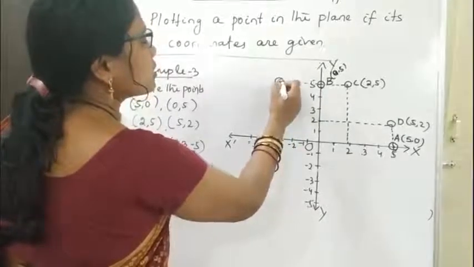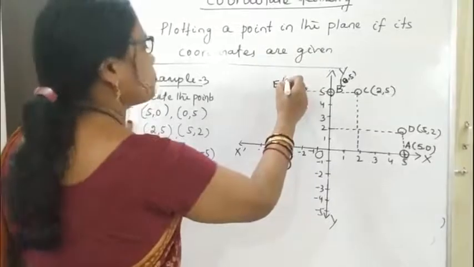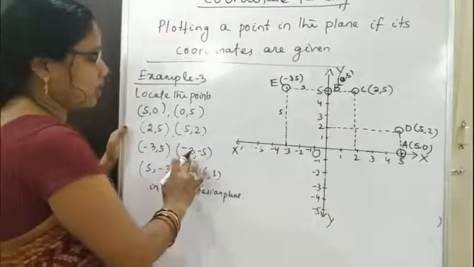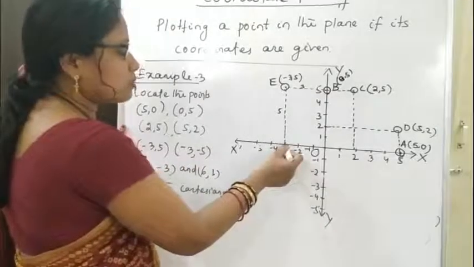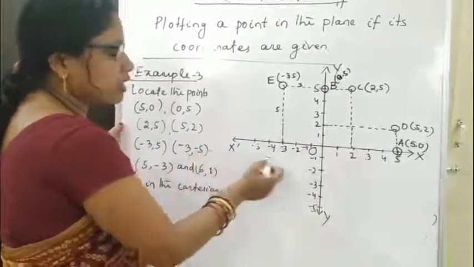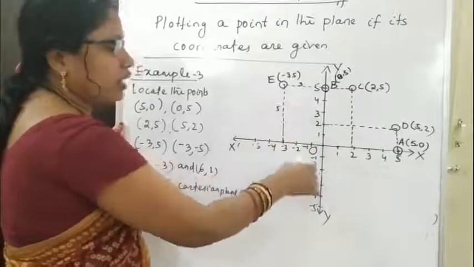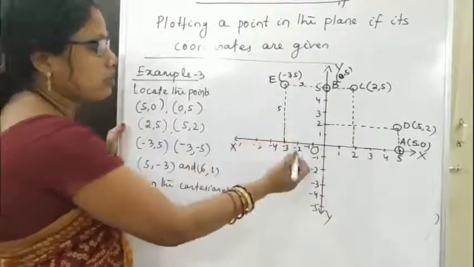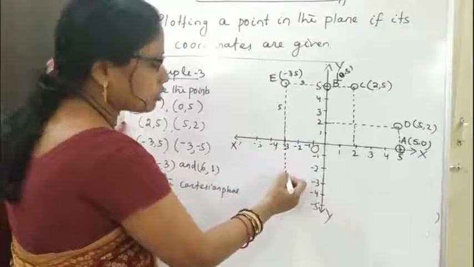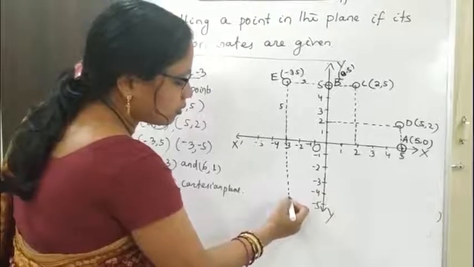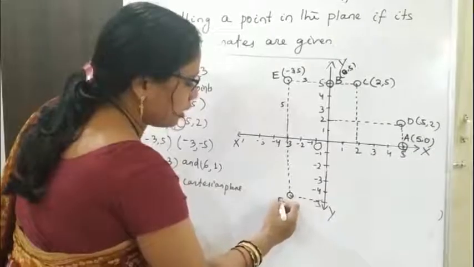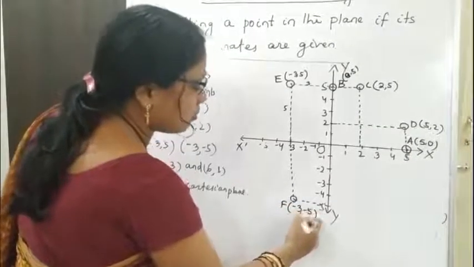So this point is E, that is (-3, 5). So again (-3, -5). The x coordinate is -3. So this point is -3 along the x axis towards the negative direction. Then -5. The y coordinate is negative. So we have to move along the negative direction of the y axis, but we have to draw a parallel line to the y axis, up to -5. So this is point F, that is (-3, -5).